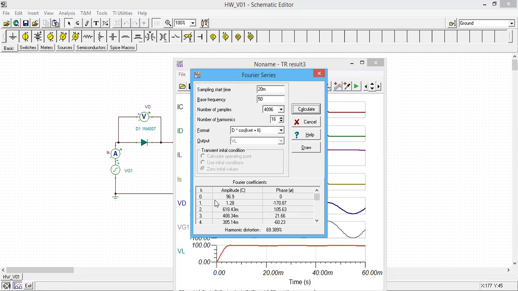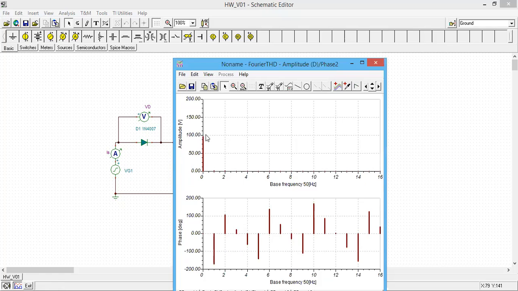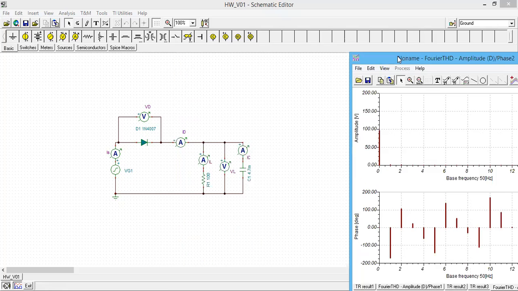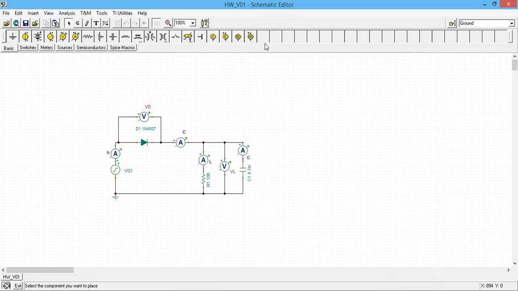Now you can see the DC component is almost 100, which means your DC value is 100, and all the harmonics have disappeared after adding the capacitor. Okay, so that's all about the simulations. I can just show you the datasheet.